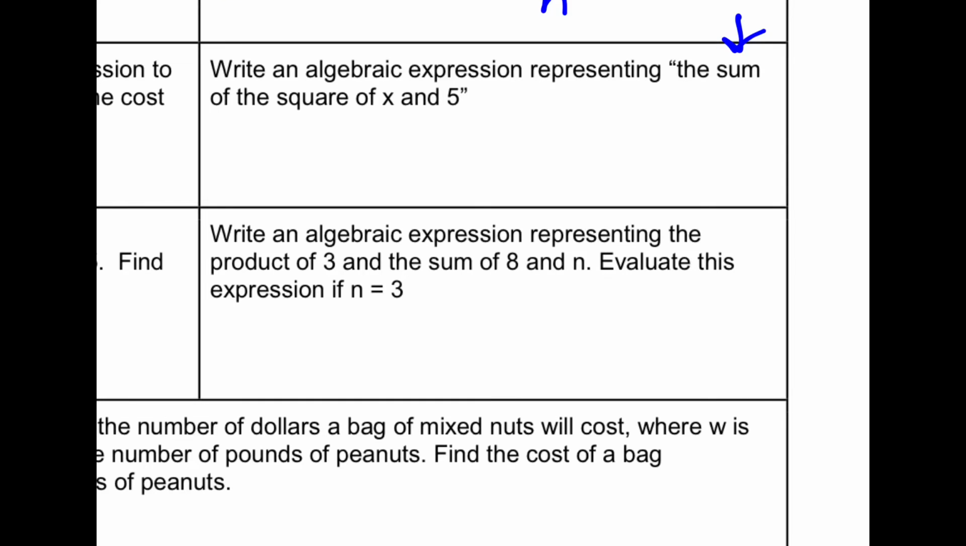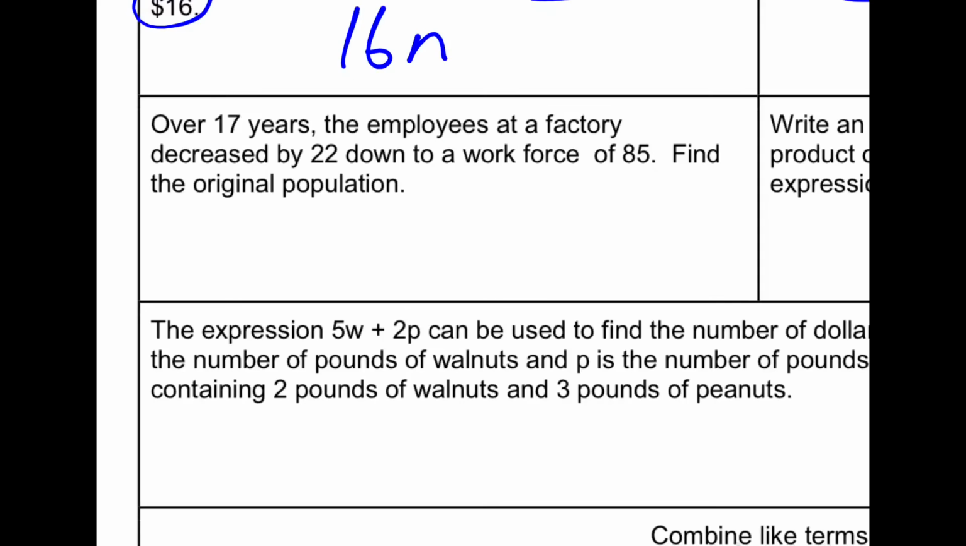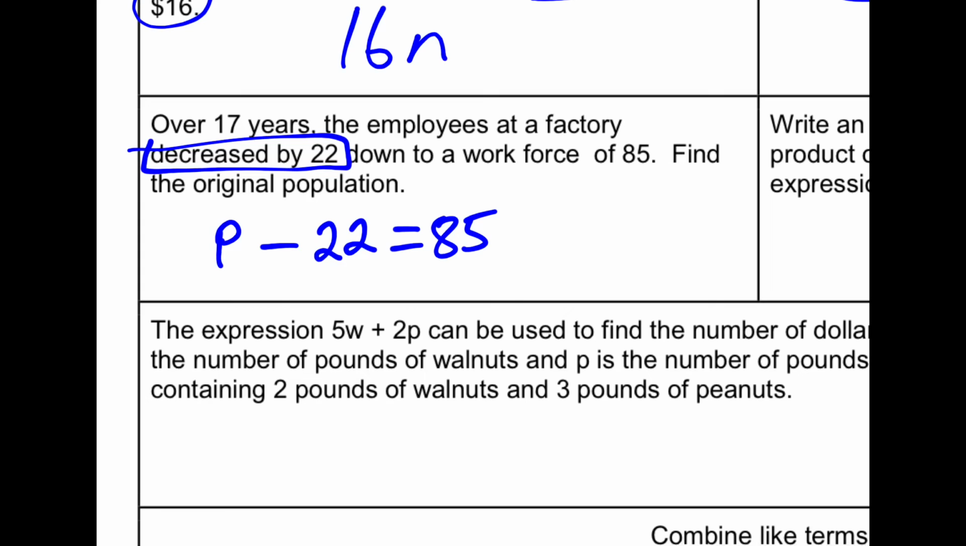Sum means that we're adding things together. So here we are adding the square of x and 5. The square of x is written like this, and we add that to 5 because of the word sum. If the number of employees was decreased by 22, that represents subtraction. So we had some original population, we lost 22, and now we have 85. If you just wrote this, though, that's not the final answer. We have to actually add 22 to both sides to find that original population. So P here is 107.